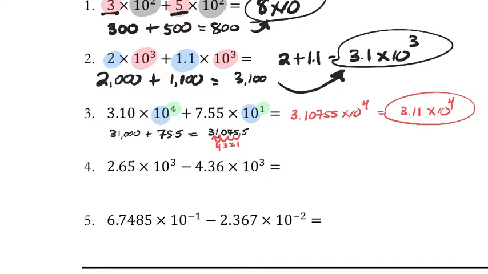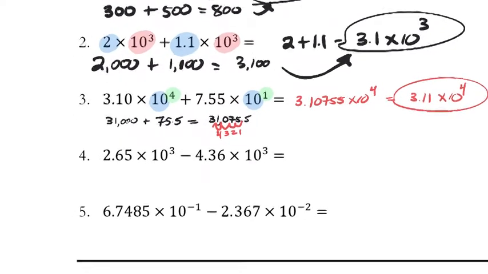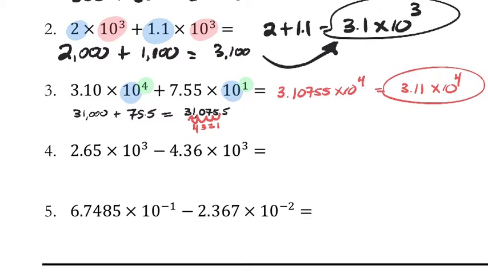There's another way to do this, though. So let me show that. We have 3.10 times 10 to the fourth, and we have 7.55 times 10 to the first. Because the powers are different, we can't add them like I mentioned, but we can make the powers be the same and then add them. Well, what we have to do is find the biggest one, which is the 4, and then we need to make the smallest one into a 4. We can do that by adding a 3 here.